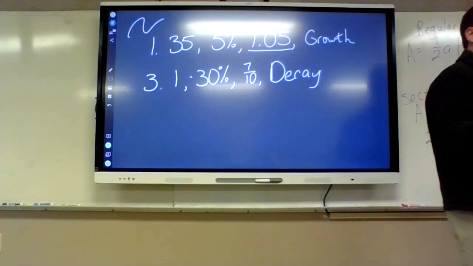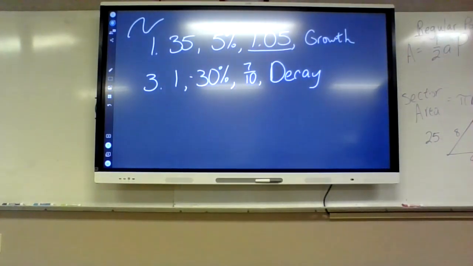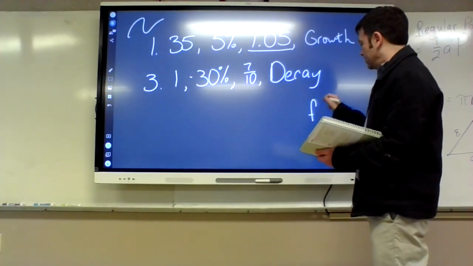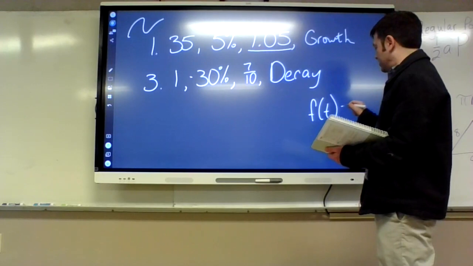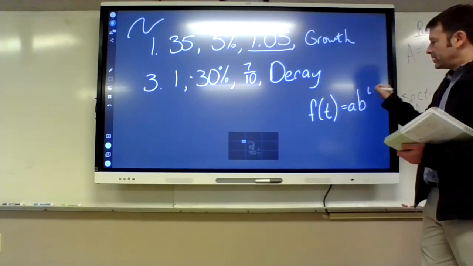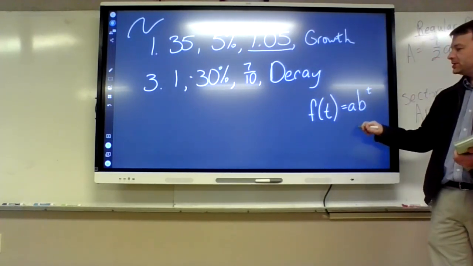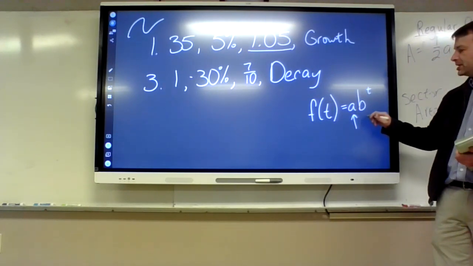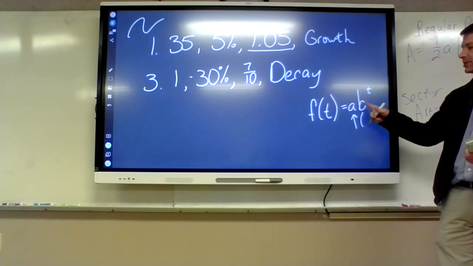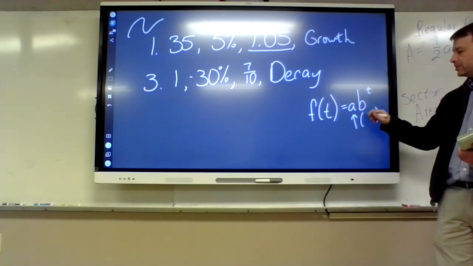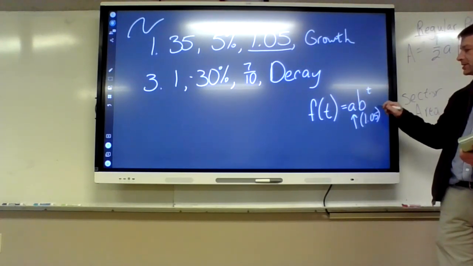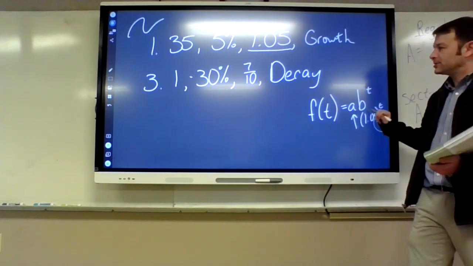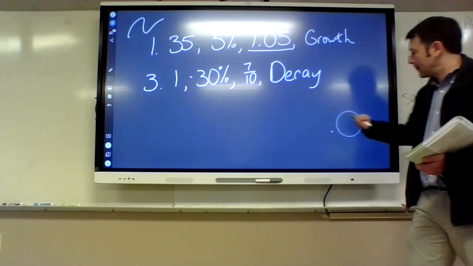Okay, number 5 says write each exponential function in the form f of t equals ab to the t. Okay, that looks confusing, but it's not really. What this means is a is the initial amount, right? B is the parentheses stuff, like the 1.05, and then t is just the exponent, like normal. So it's pretty much the same as we've already been talking about.